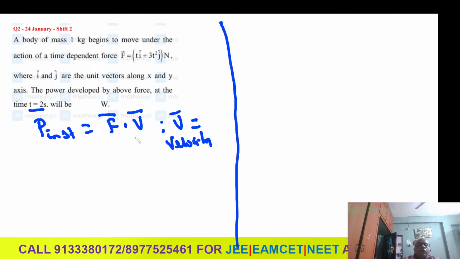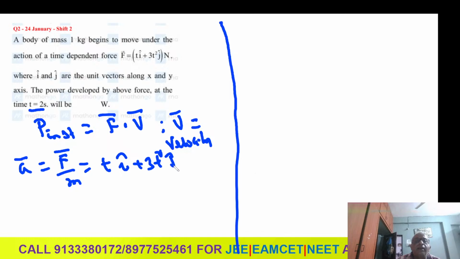Right here. How to find velocity? Force is here. Mass is 1 kg. Acceleration vector we'll find out. Force is a function of time now, not a constant force. You can't apply the kinematics equation. a = F bar by m, and m is 1 kg. So you get t i cap plus 3t square j cap by 1. By 1 means that much only it will become.